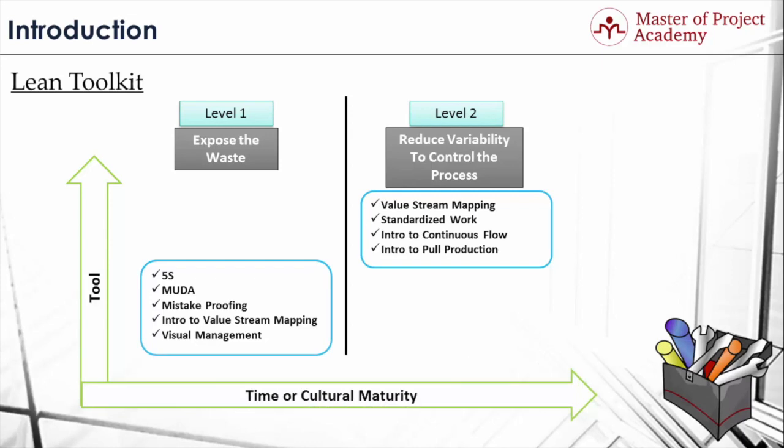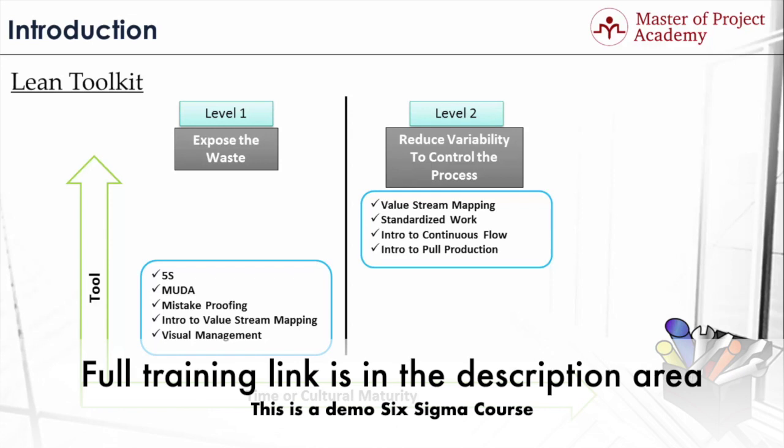Over time, as the organization reaches a more mature level, waste is expected to be minimized. After minimization of the waste and reaching a more mature level as an organization, reducing the variability and controlling the process is aimed at the second level. During this lecture, we've seen the Lean Toolkit. During the next lecture, we will be going over Lean techniques.